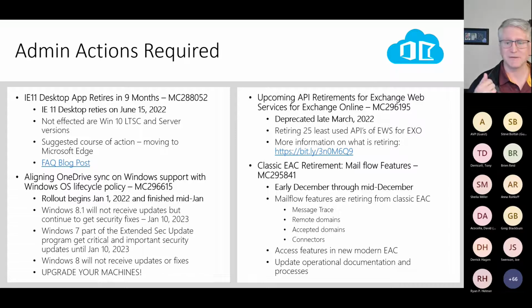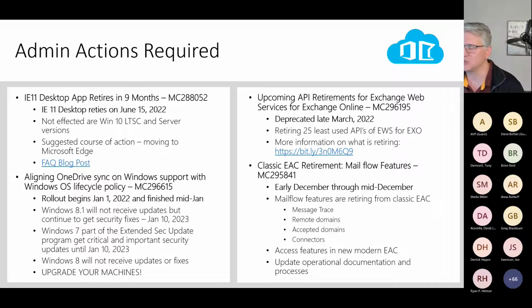But just understand that if you have OneDrive Sync on those, they're not going to necessarily work, or they're going to have reduced functionality. There's some upcoming API requirements that are changing. In fact, they're deprecating some features. So if you have anybody who's developed anything utilizing the Exchange Web Services for Exchange Online, there are some retiring APIs, and these are the least used ones, right? That link there will give you that information specifically.